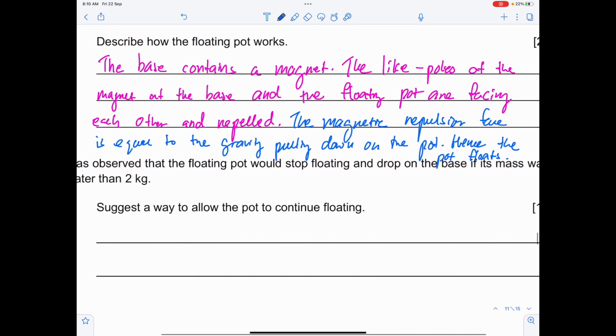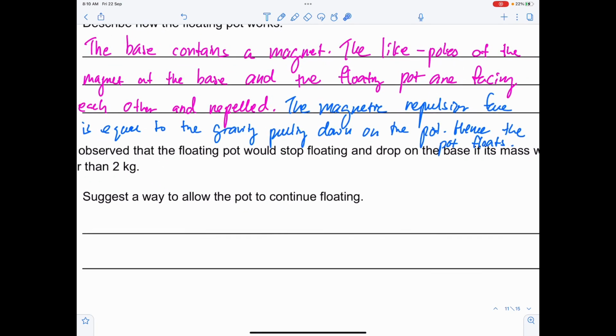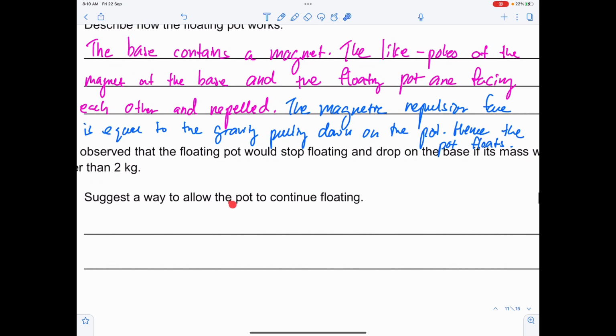Next. It was observed that the floating pot will stop floating and drop to the base if its mass is greater than 2 kg. Suggest a way to allow the pot to continue floating. There are a few ways, but one of the most obvious is to use a stronger magnet as the base. Or you can say use a stronger electromagnet in the pot.